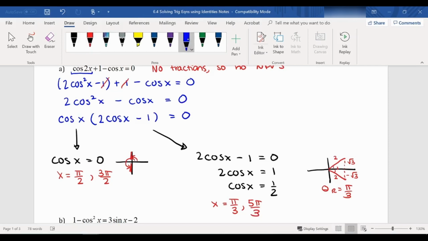So I have 4 answers here for this quadratic. And remember that that can happen. We can have up to 4 answers. Okay.